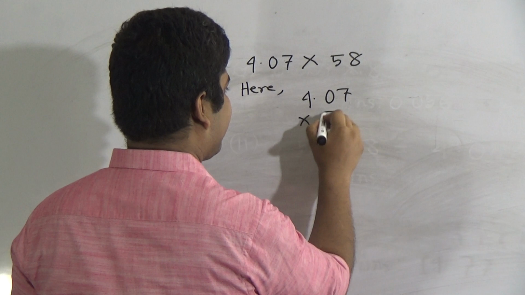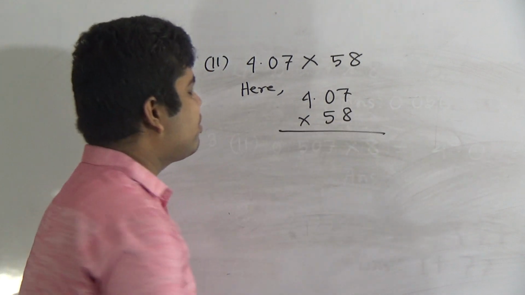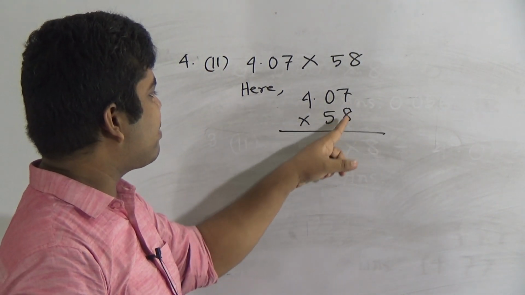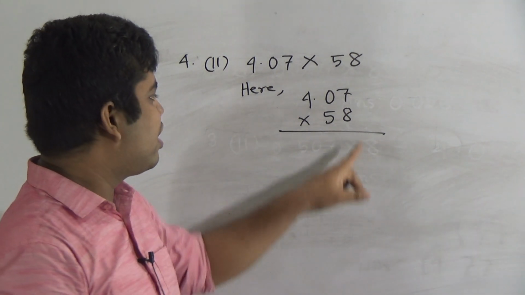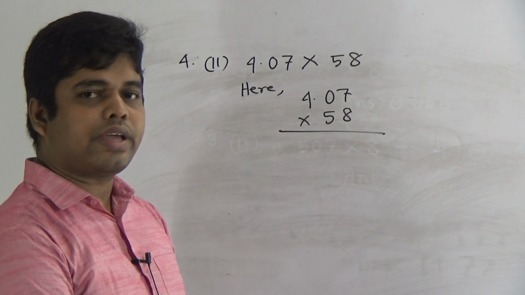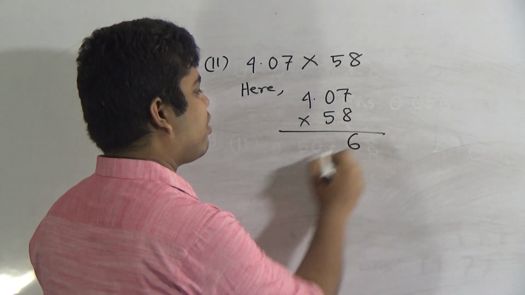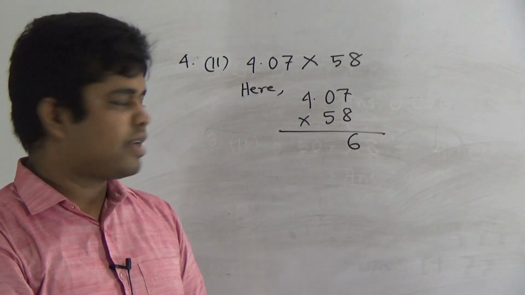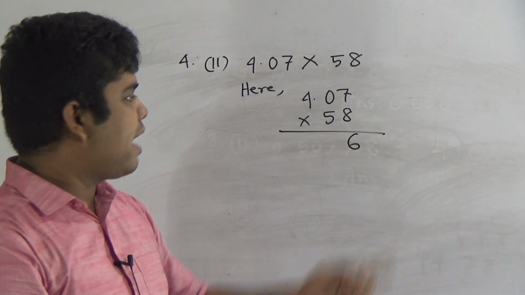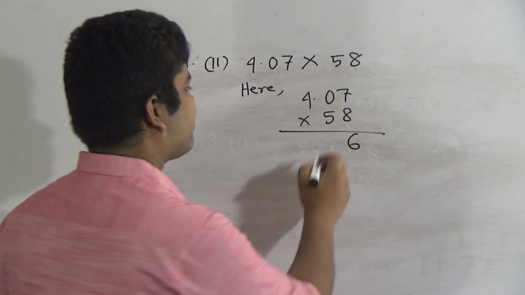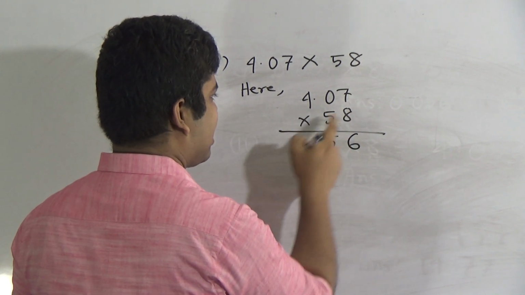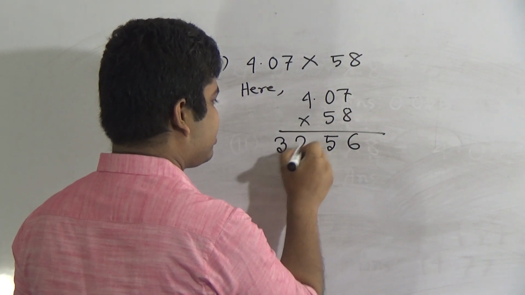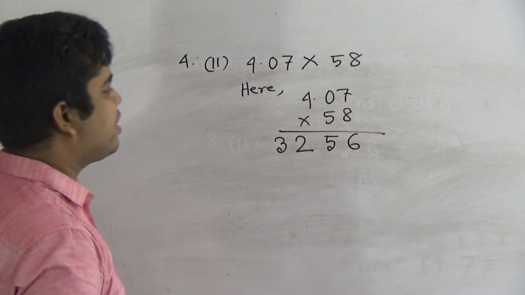4.07 multiplied by 58. First of all we multiply 4.07 by 8, and now we consider there is no point. So first of all, 8 sevens are what? 8 sevens are 56. From 56 I write here 6. Now carrying 5. 8 zeros are 0 plus 5, 5. Now 8 4s are 32. Okay, so this one is done.